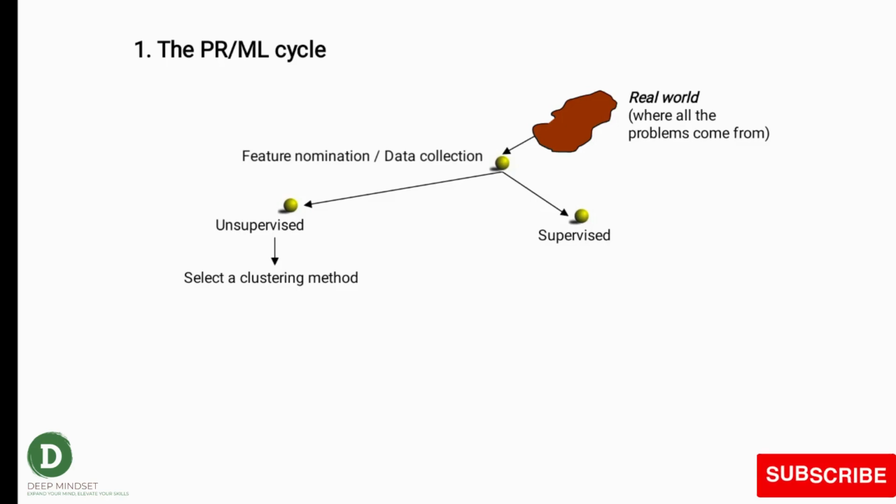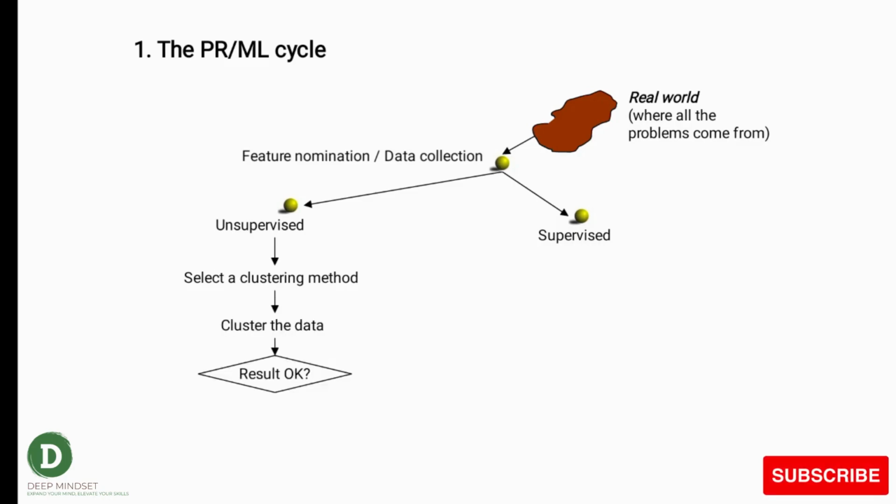Once we've got a method, we then cluster the data, and then we have to decide if the result is okay. Now, how do we do that? Because we don't have a ground truth. That's why we're doing unsupervised learning. How do we decide if the result is okay? Sorry, so setting up the model with the ground truth. So we haven't got that either. The model. I don't think so.